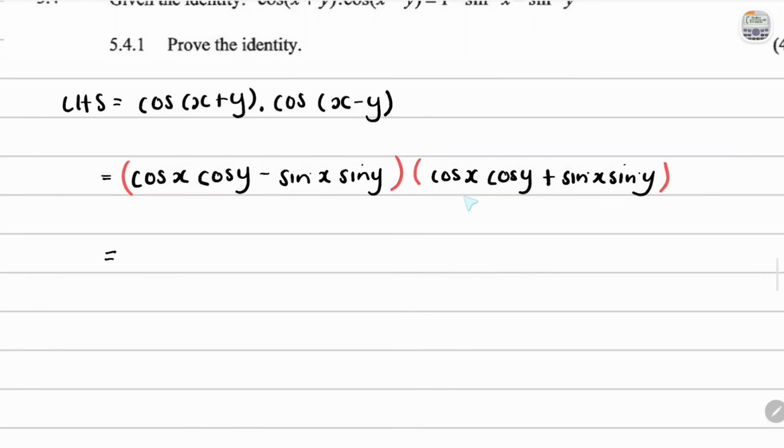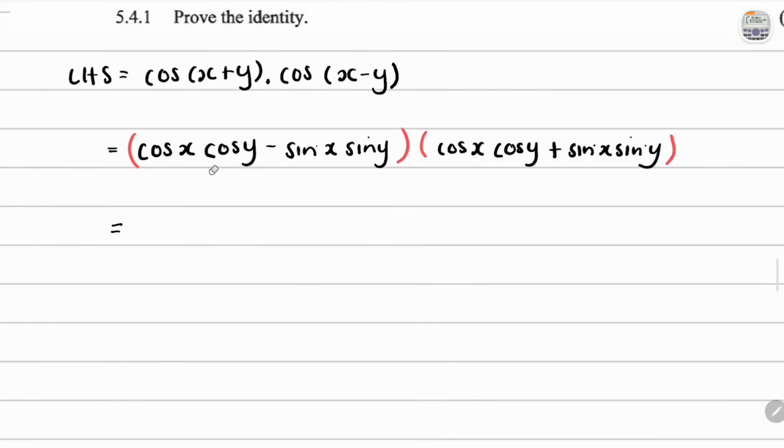So they're being multiplied, and we can expand it. So expanding this, you would notice it's actually a difference of two squares, because this is exactly the same as this, and so are these two. But then we have a minus and then a plus. So since it's difference of two squares, you're just going to square that. You're really just multiplying these two together. So it's going to be cos squared x, cos squared y, and then these two together. So it's minus sine squared x, sine squared y.